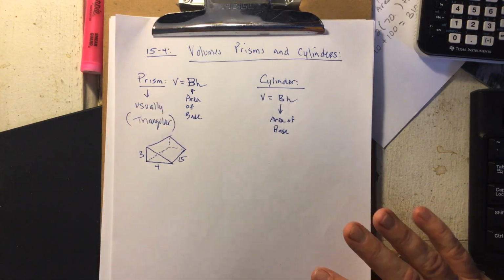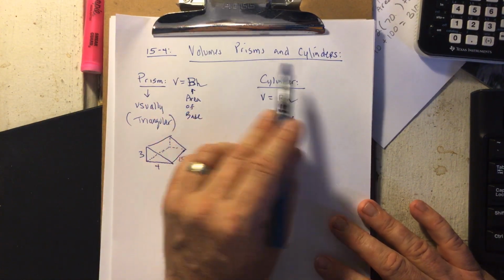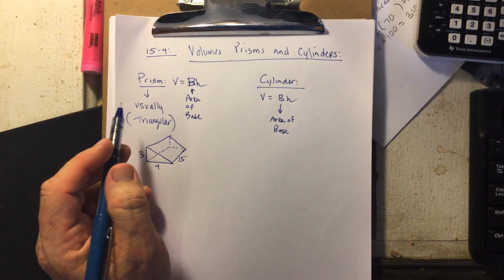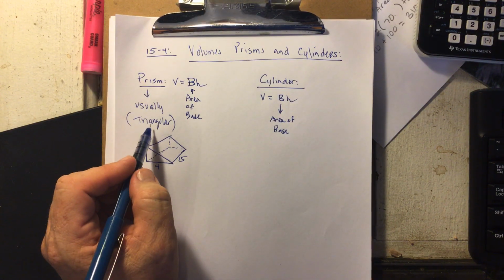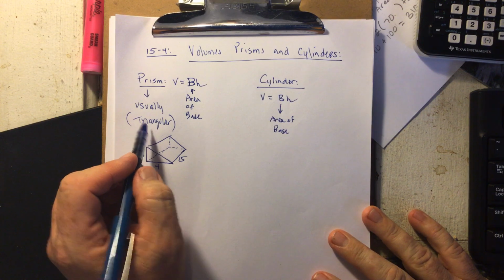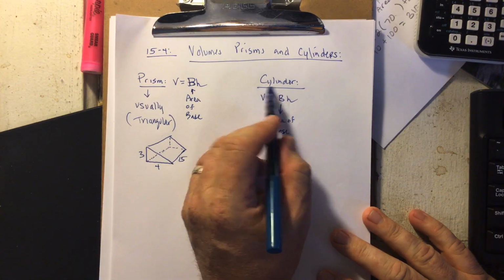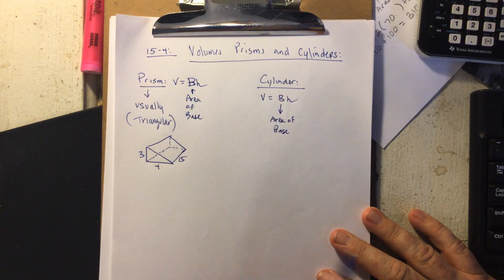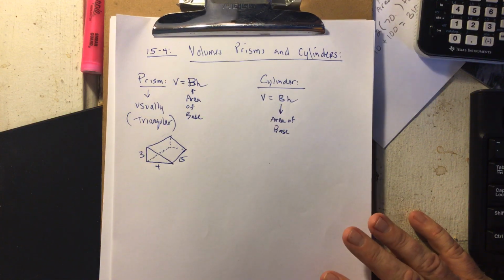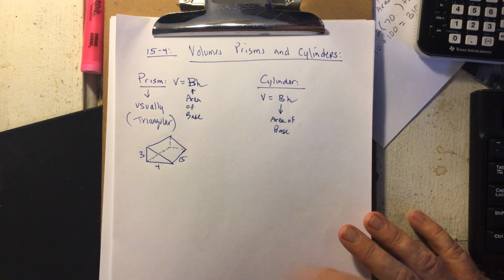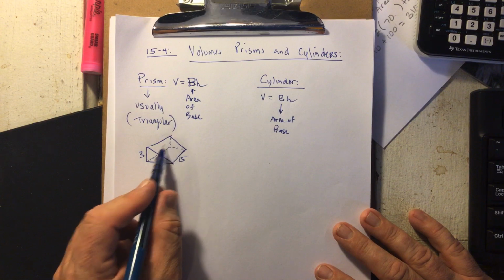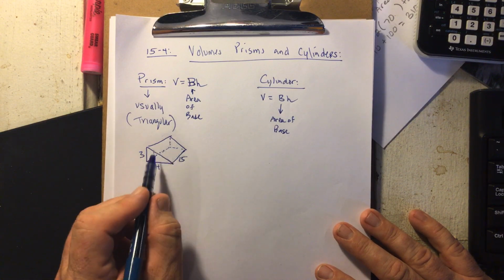All right, guys, here's a quick video on volumes of prisms and cylinders. These are pretty straightforward because most of the time you're going to deal with triangular prisms and cylindrical kind of shapes. So let's tackle the triangular one first.